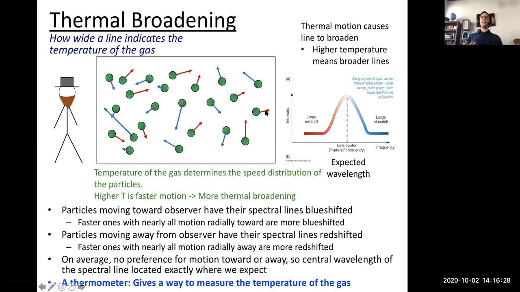So we have a balance: each individual particle is going to have some amount of motion towards or away from our observer. And what did we talk about with the Doppler effect? If we have motion towards, then all of those photons are going to be blue shifted. If we have motion away, they're going to be red shifted. Their wavelengths will change a little bit.